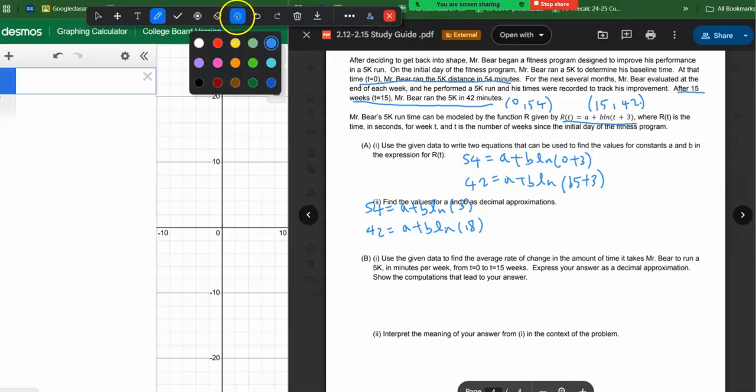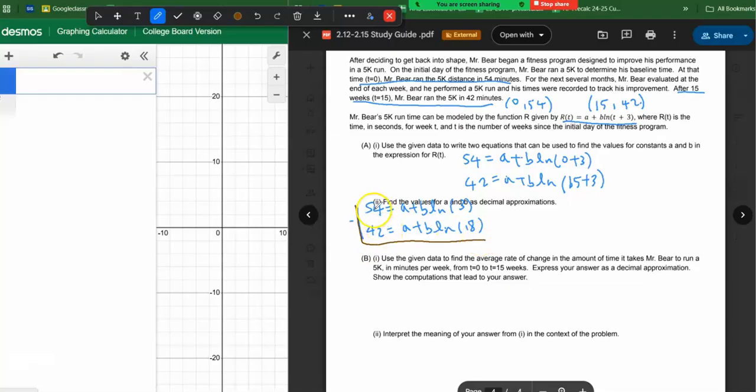Okay, so I have the equations side by side. I'm going to subtract one from the other like this. I'm going to go ahead and subtract from the top to the bottom. 54 minus 42 is 12, equal to a minus a, which you eliminate. That's what we want. And over here, b natural log of 3 minus b natural log of 18. b is a common factor, so I can factor it out. There you go, that is 12. So what is b equal to? It's going to be 12 divided by this whole thing, natural log of 3 minus natural log of 18.